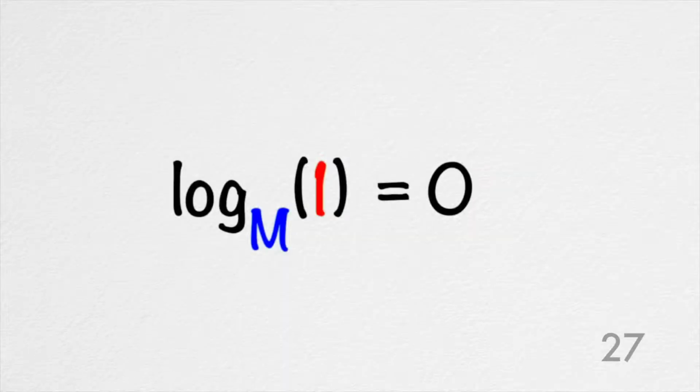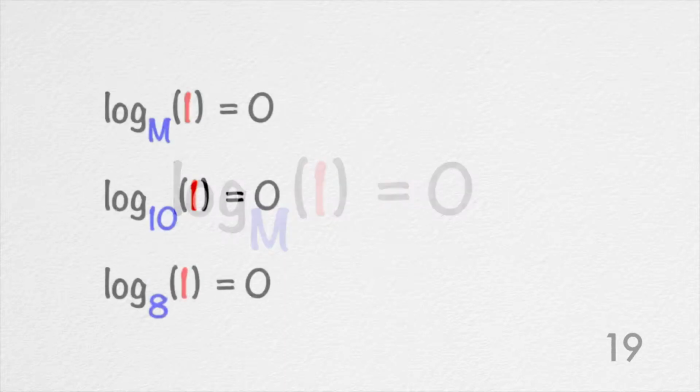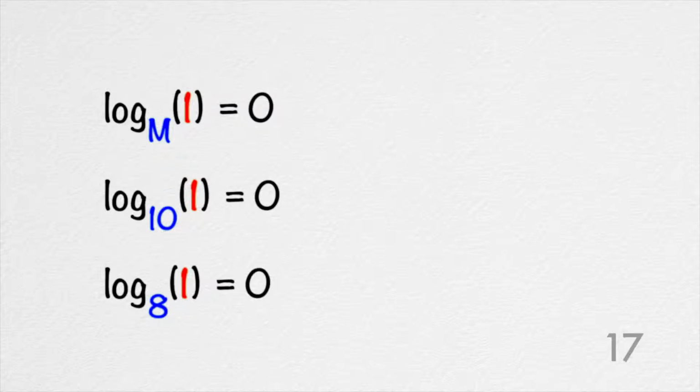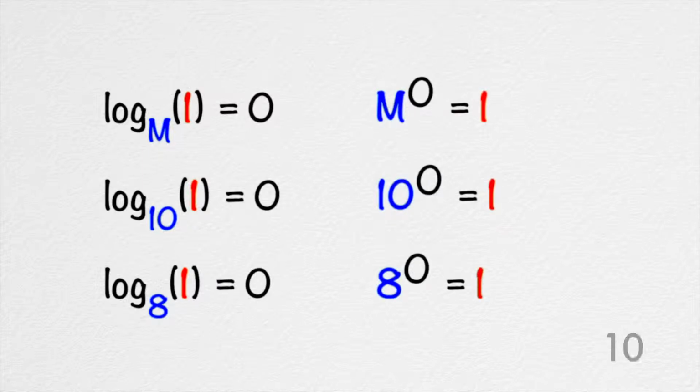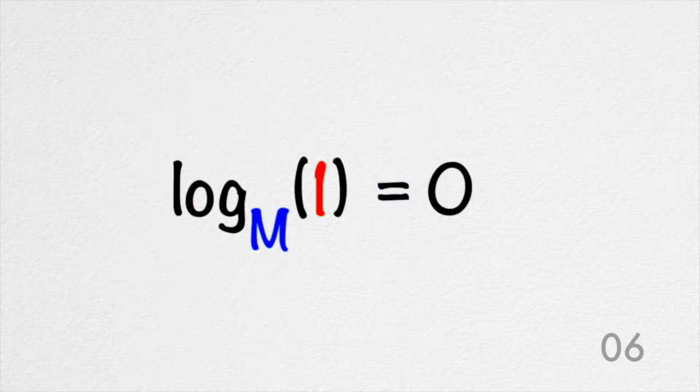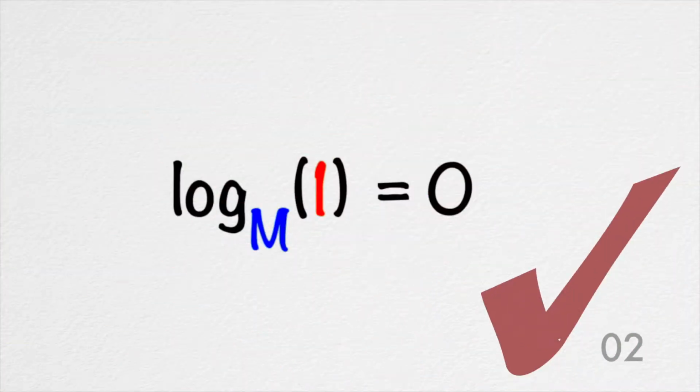And the last important result we need to be aware of is that log to the base m of 1 is always equal to 0. Why is that the case? Well, log to the base 10 of 1 equals 0, for example, and log to the base 8 of 1 equals 0, because 10 to the power of 0 equals 1, 8 to the power of 0 equals 1, and indeed m to the power of 0 equals 1. So we successfully demonstrated that log to the base m of 1 is always equal to 0.